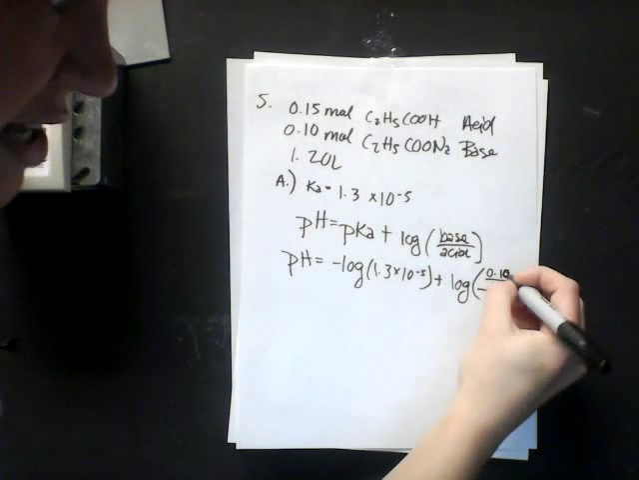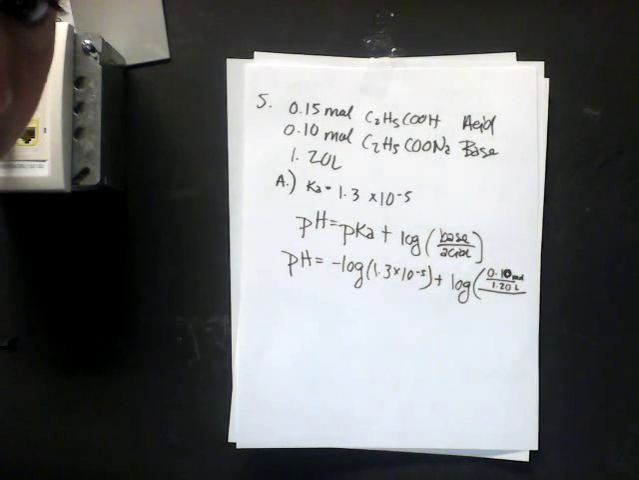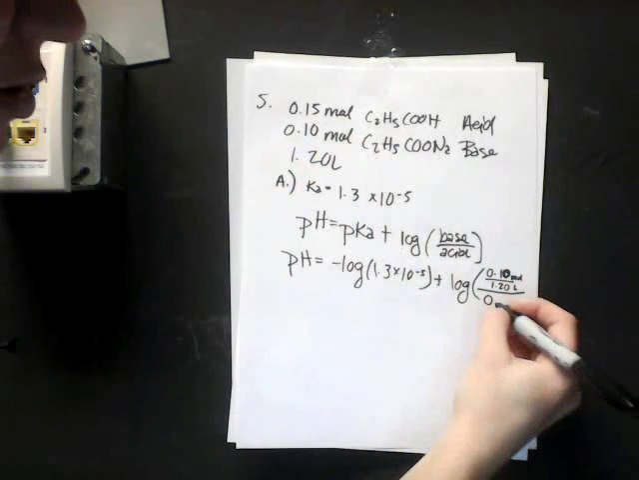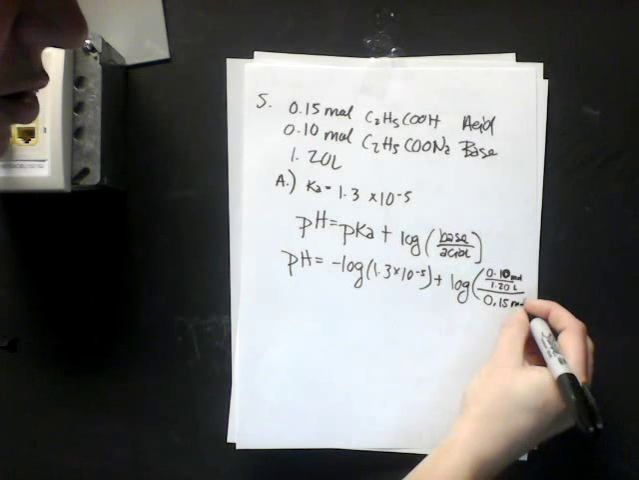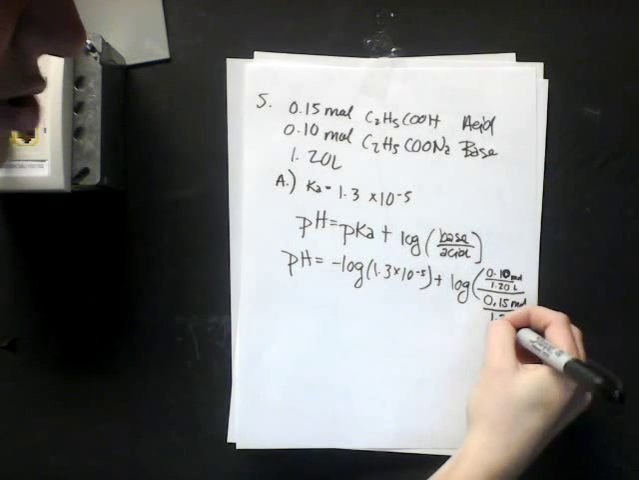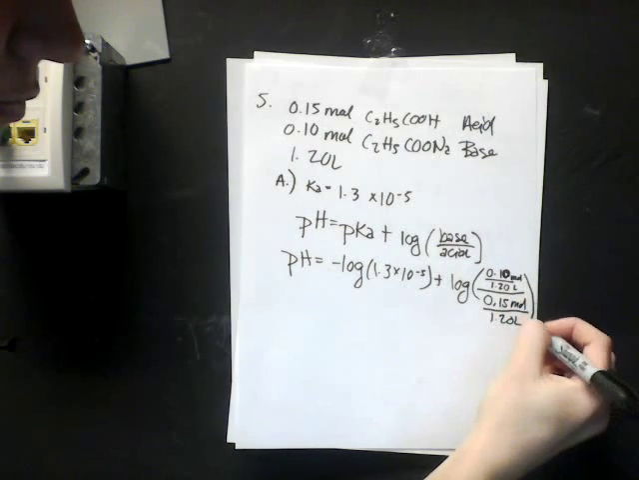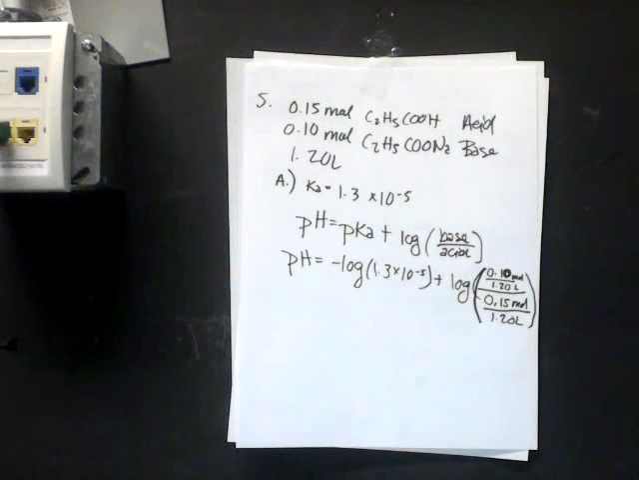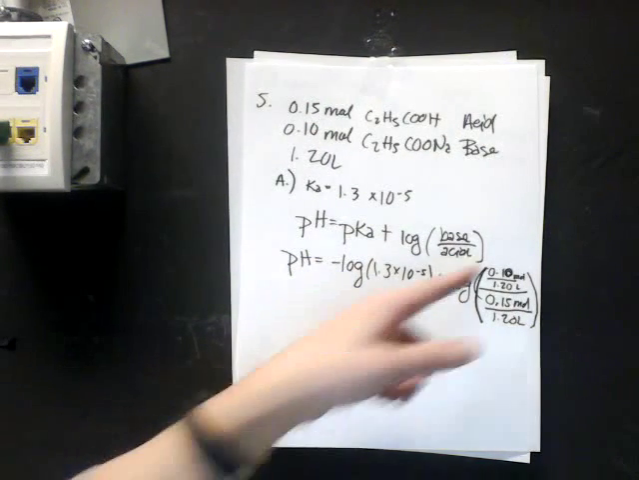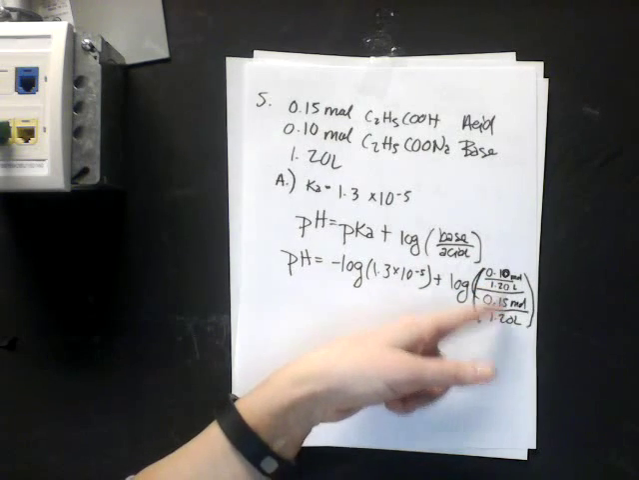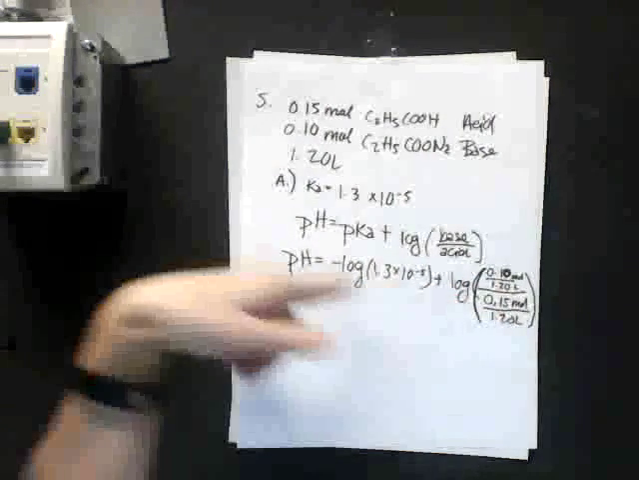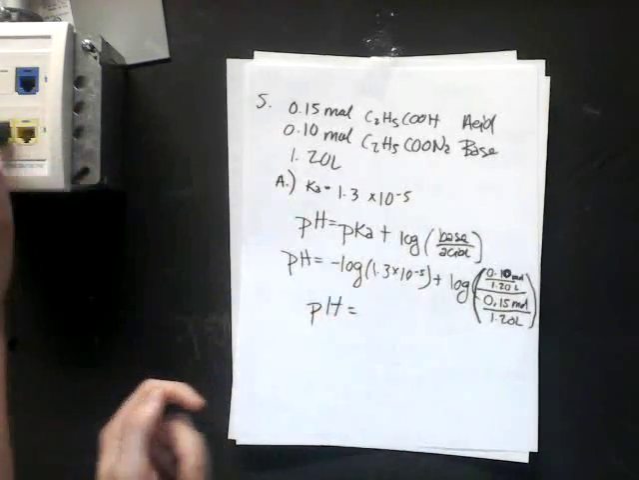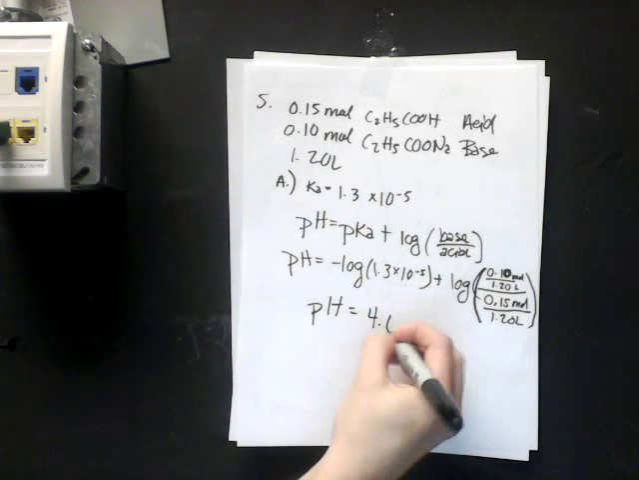So if we want the base, we want this value over the 1.2 liters. And then acid is the 0.15 mole over 1.2 liters. So we find the concentration here, find the concentration here, divide this by this, get the log of it, then negative log of that. Just make sure when you plug everything in that you get the 4.69.